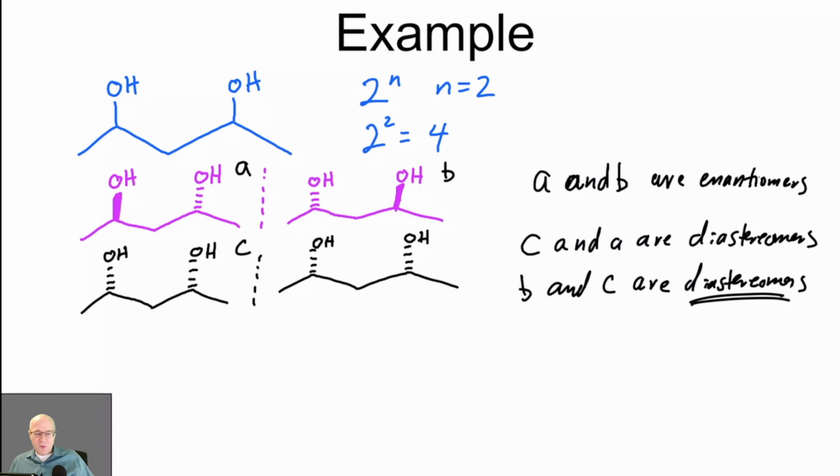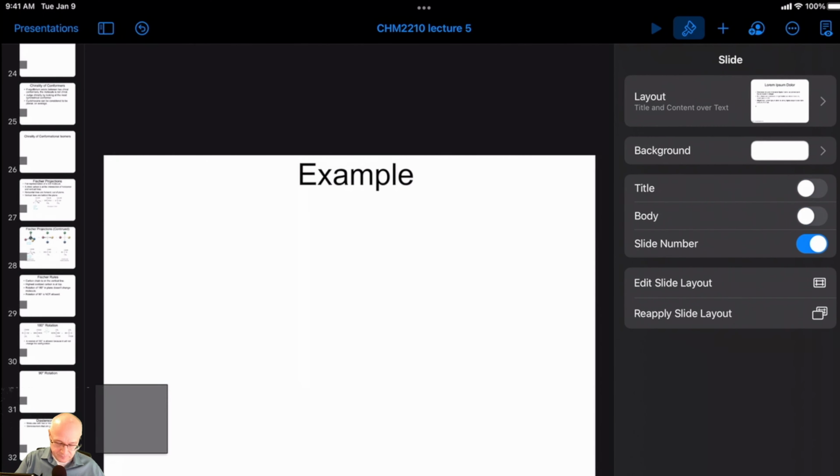Okay, so we have A and B, which is a pair of enantiomers. C and A are diastereomers to each other. B and C are diastereomers to each other, but they're all related. They're all stereoisomers in the same, if you want to say it, family. Okay, so when you have 2 chiral centers, you have the potential for 4 stereoisomers. In this example, we only got 3 because one of the stereoisomers was meso. That happens. Let's see another example where that's not the case.